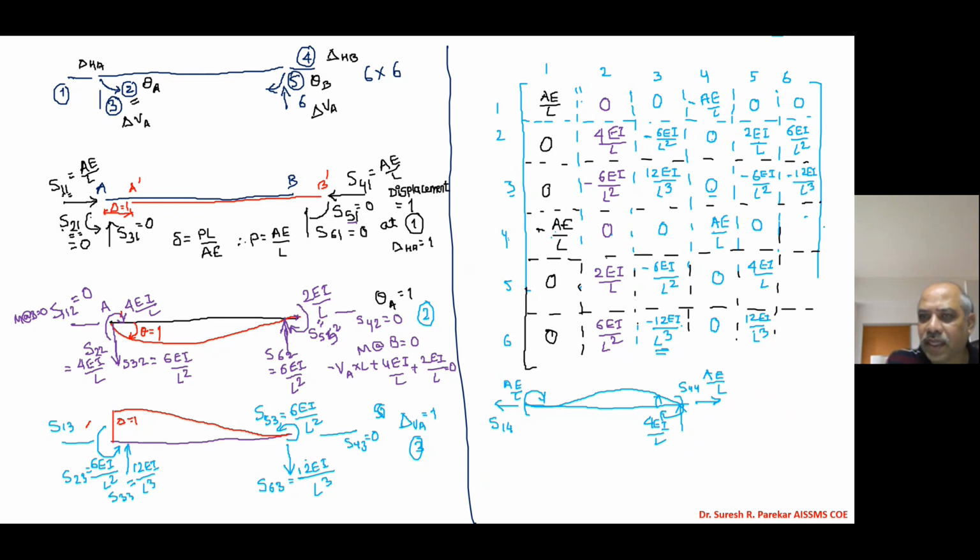Now we have S46 and S64, we have 0. Then we have S56 and S65, we have 12 EI upon L cube. And then we have S66. We have to apply the sixth unit displacement, and for this unit displacement we have to apply a moment that is clockwise, and therefore it comes 6 EI upon L square. And so likewise, we have this 6 by 6 matrix, which is known as the stiffness matrix.